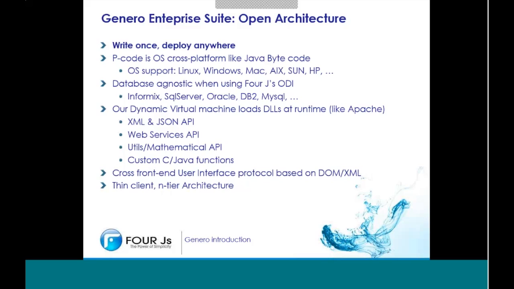So we load DLLs at runtime that you can use, XML and JSON for web services, utility, mathematics. We also have custom C or Java functions, so all of your legacy C functions can be reused as part of the runtime system. If you have a lot of legacy C, you can still reuse it with Genero. No problem. You don't have to rewrite it in the Genero language at all. And we also have a Java bridge. So if you have some specific utility, or you want to bridge over some specific Java utility libraries, you can use them inside of Genero.